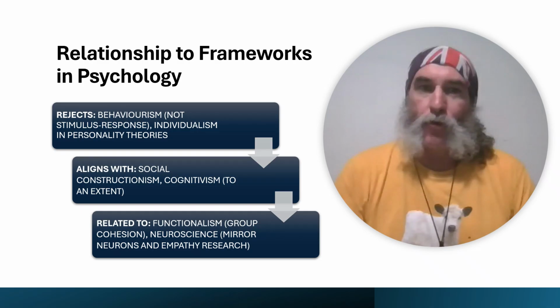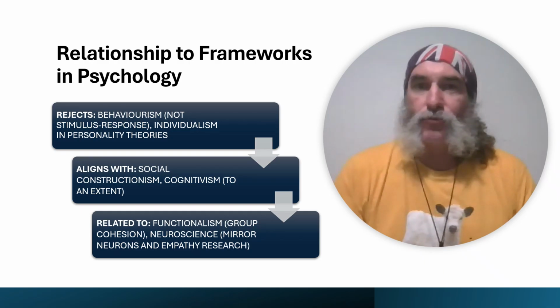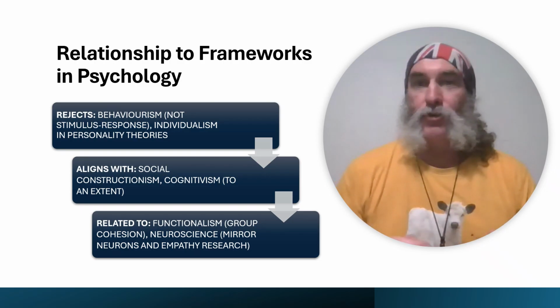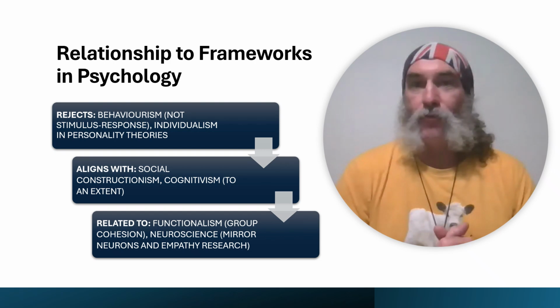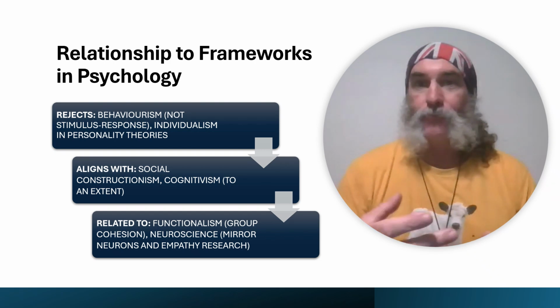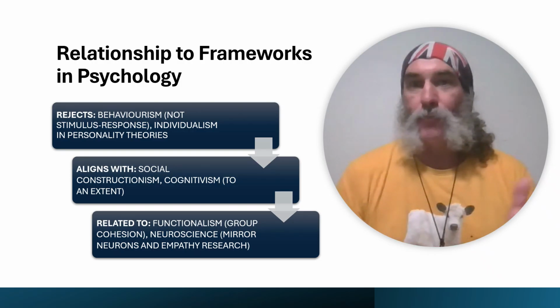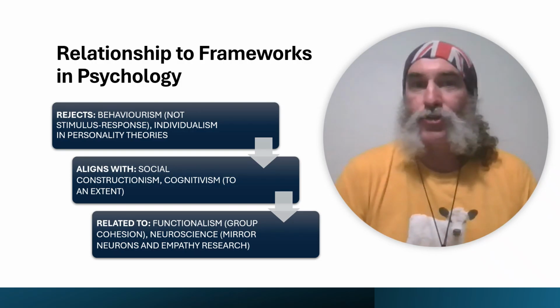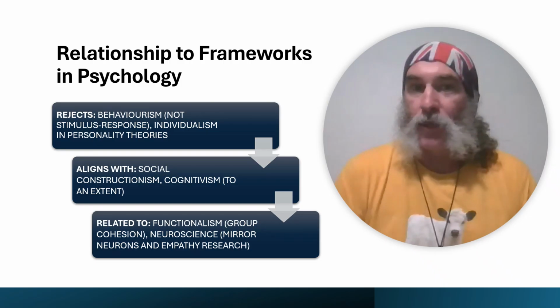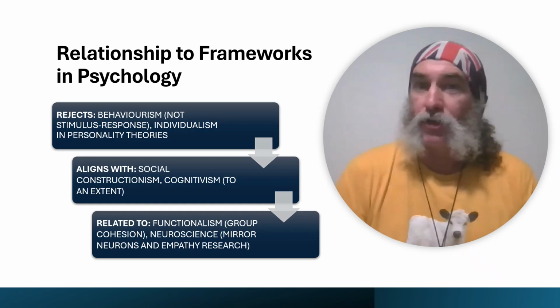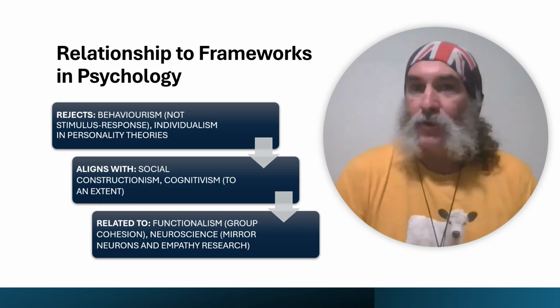Relationships to frameworks in psychology. So social identity theory rejects behaviorism. It's not based on stimulus to negative or positive stimuli or environmental impacts from senses. It also rejects individualism and the personality theories. It aligns with social constructivism and cognitivism to some extent.